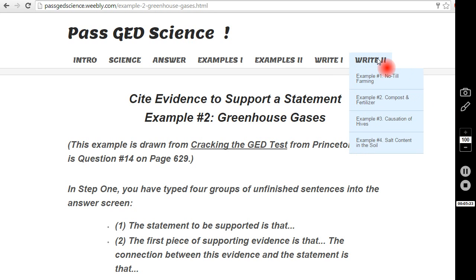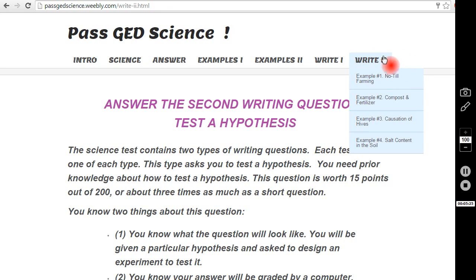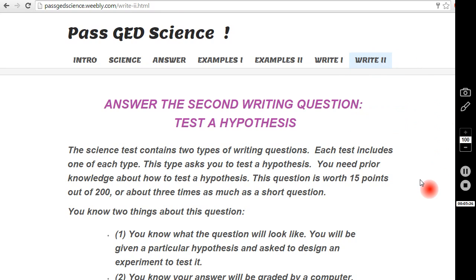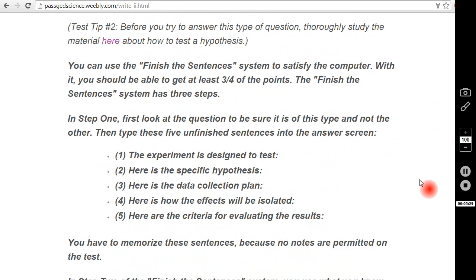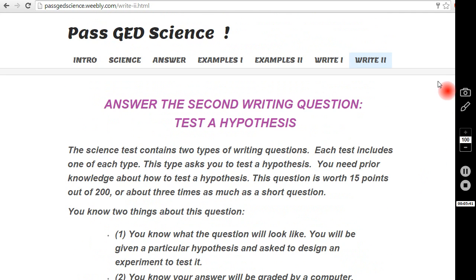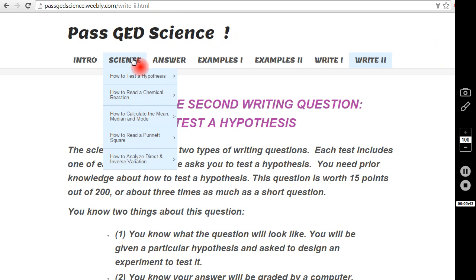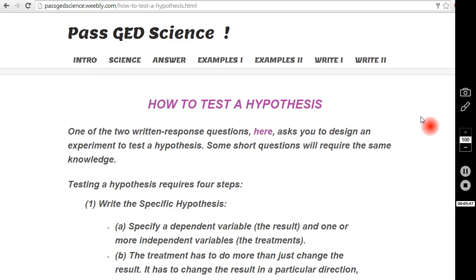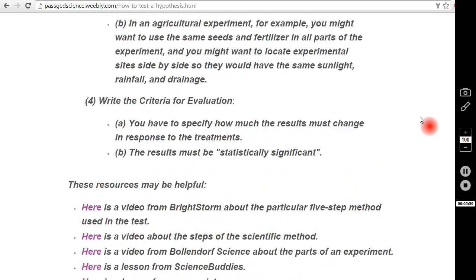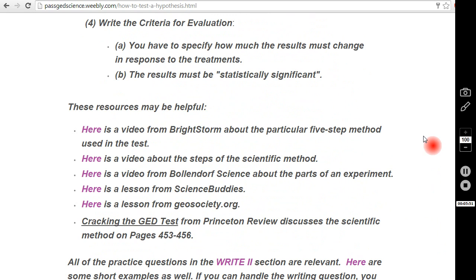Now, the second science writing question, which is in the Write 2 section, is the hardest one of the whole group, because there you have to finish the sentences not from a document but from your own prior knowledge of how to design an experiment to test a hypothesis. Fortunately, in the science website there is a section on a few essential science skills, and in particular information about how to test a hypothesis, including links to lessons about that.